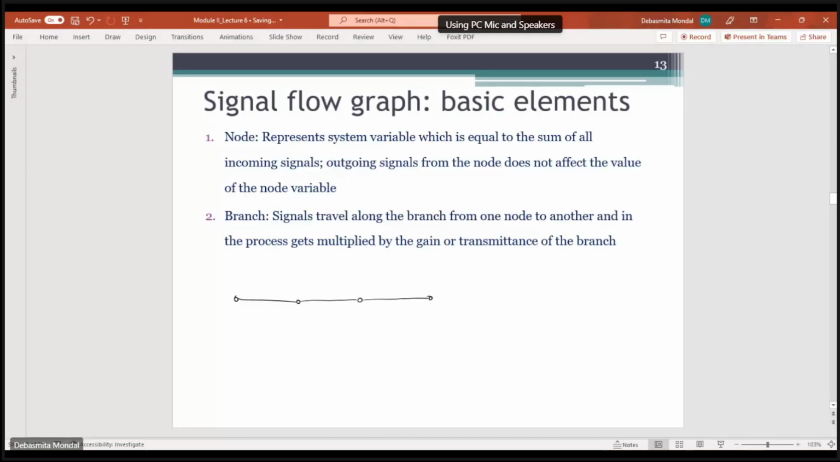Signal flow graph. Okay, so these are node number 1, 2, 3 and 4.